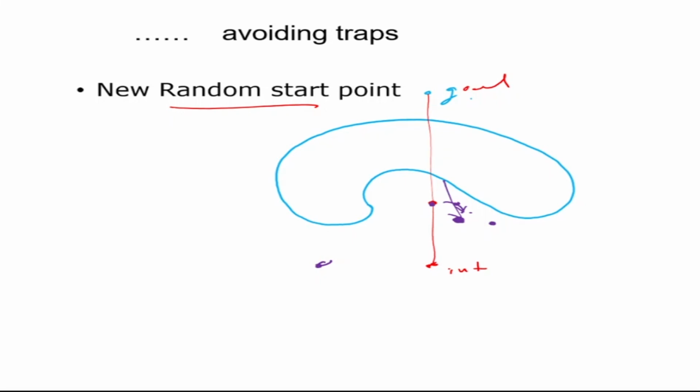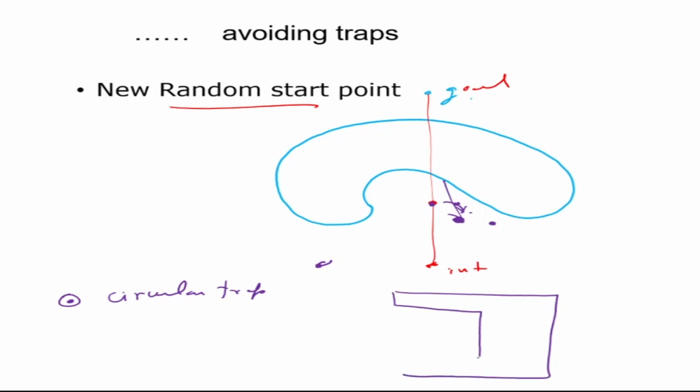Now the other way is that you should also be able to detect circular traps. This circular trap is very common in the potential field method, where we have an obstacle of this nature, and the robot is moving from here, the initial point, to the goal point, and this is my straight line. So it comes here, it gets stuck. Let's say it comes here, it gets stuck. Now this is my repulsive and this is my attractive.